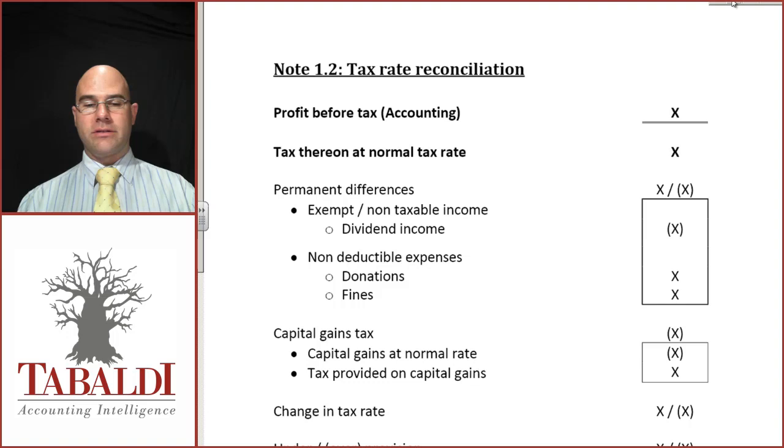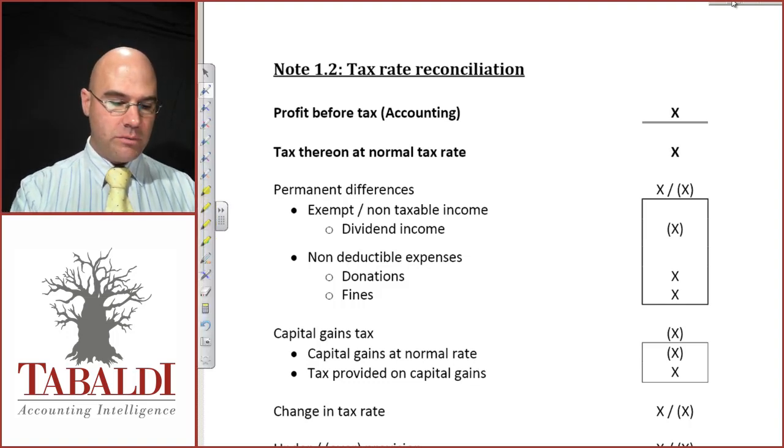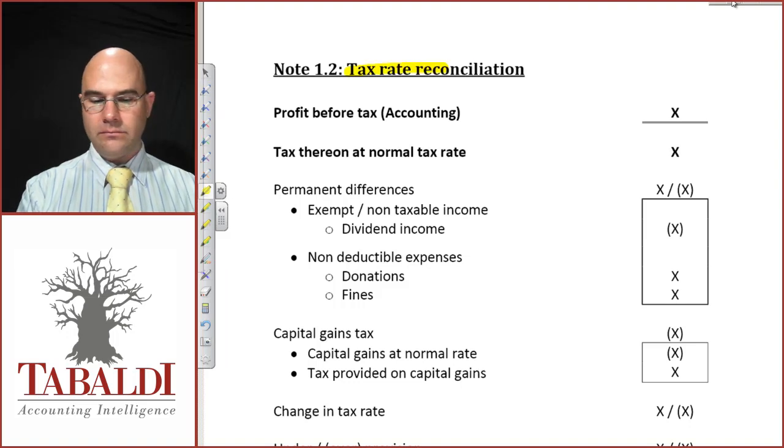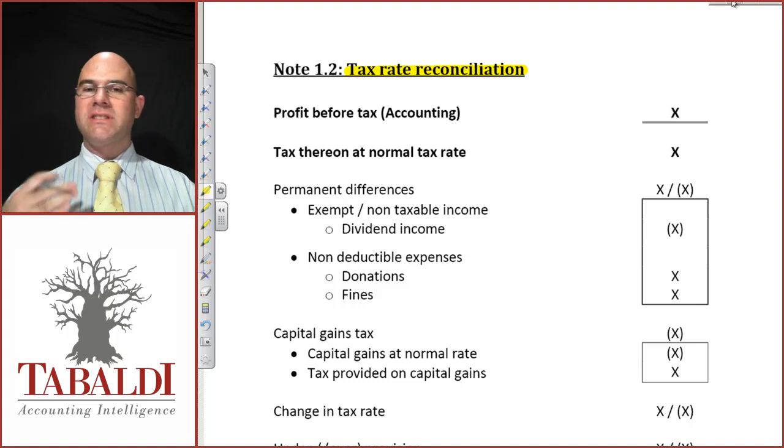The second part of my income tax expense disclosure is my tax rate reconciliation. Okay. Now the tax rate reconciliation reconciles the actual standard rate, let's say that is 20%, okay, as compared to what the effective tax rate is in your financial statements.